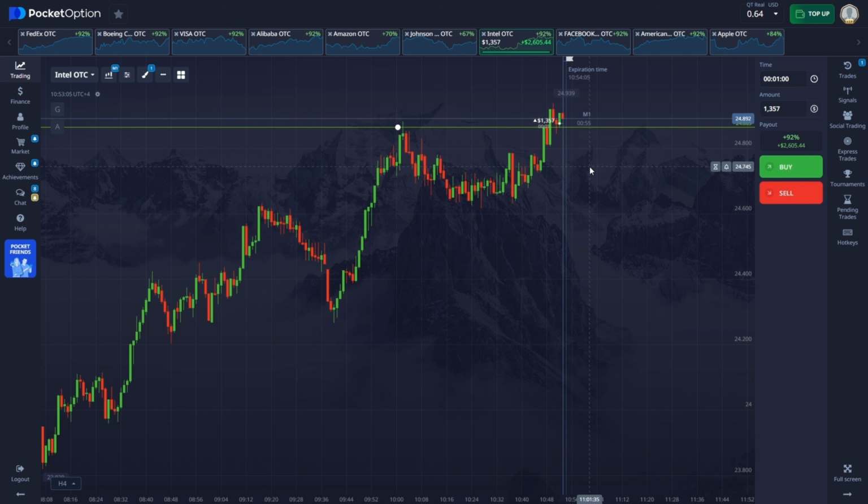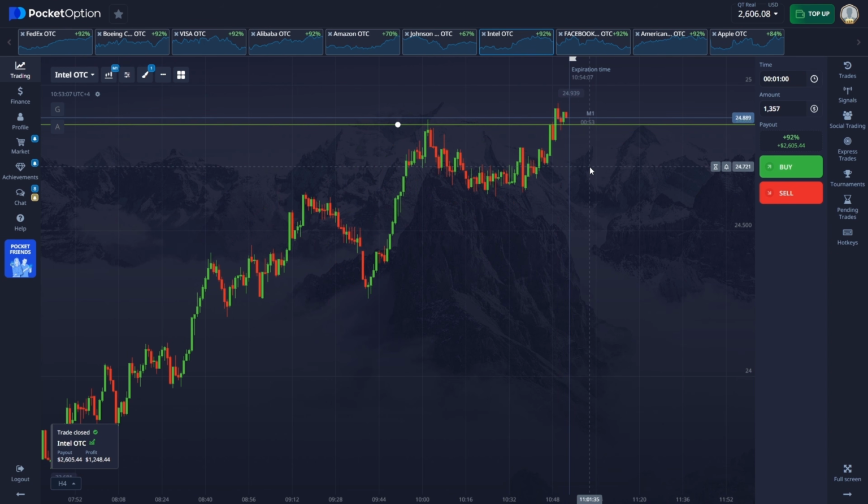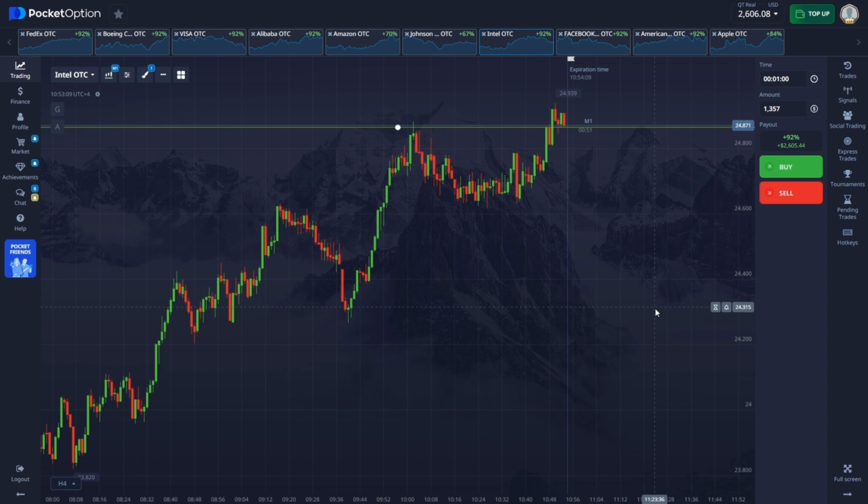Only a few seconds left and I won. I won my next trade. Now my balance has increased to $2,606. It's a great amount that I made and I hope you understand how retracement works.